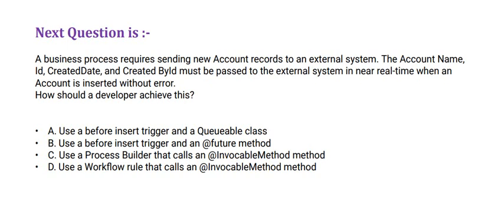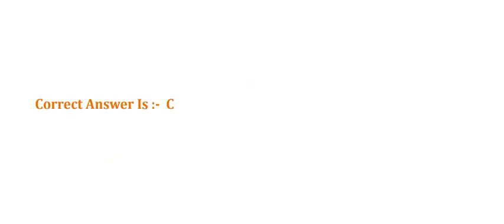Option A, use a before insert trigger and the queueable class. Option B, use a before insert trigger and an @future method. Option C, use a process builder that calls an @invocable method. And option D, use a workflow rule that calls an @invocable method. The correct answer is option C.